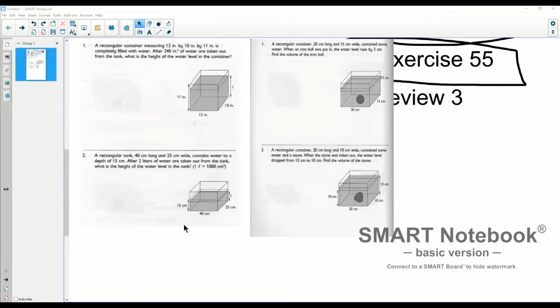I will go over 54 in just a second. Some people are still working on 55. After you finish exercise 55, you can open up the workbook, and at the bottom, we're doing review 3. I know Alan was having trouble with his computer, so Alan, I will post the first few questions for you here. Thank you.